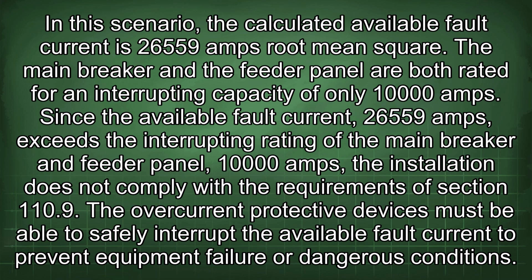The main breaker and the feeder panel are both rated for an interrupting capacity of only 10,000 amps. Since the available fault current, 26,559 amps, exceeds the interrupting rating of the main breaker and feeder panel, 10,000 amps, the installation does not comply with the requirements of Section 110.9. The overcurrent protective devices must be able to safely interrupt the available fault current to prevent equipment failure or dangerous conditions.